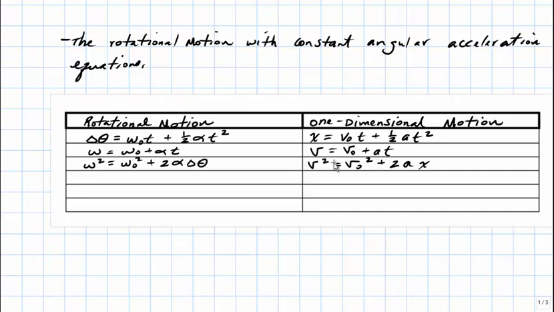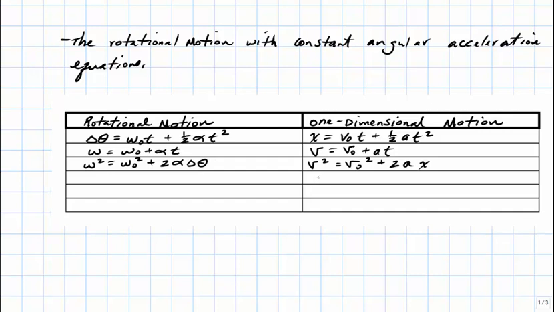So as you can see, the v's on the right are replaced by omegas on the left. Rather than a, we're replacing a with the first letter of the Greek alphabet, which is alpha, and x is being represented by delta theta on the left. X, of course, on the right being linear displacement, and the variable delta theta on the left represents angular displacement.